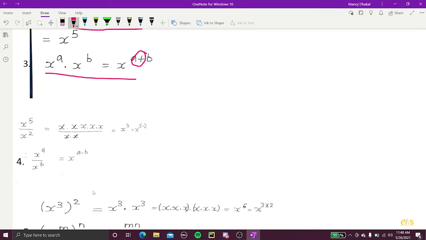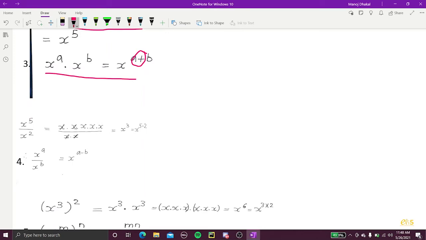Now, after you've seen this, I think it should be really easy and not really mundane to see how x to the power a divided by x to the power b is equal to x to the power a minus b, because x to the power 5 divided by x to the power 2 should be equal to, in the numerator, x multiplied 5 times, which is x dot x dot x dot x dot x. At the denominator, x to the power 2 should be 2 x's being multiplied with each other.